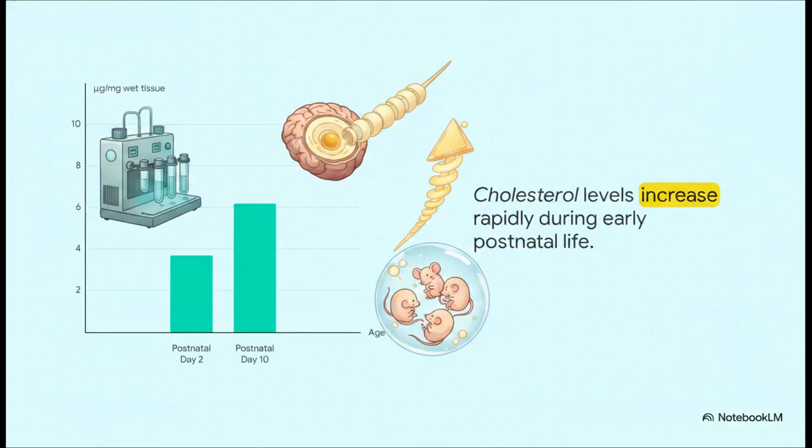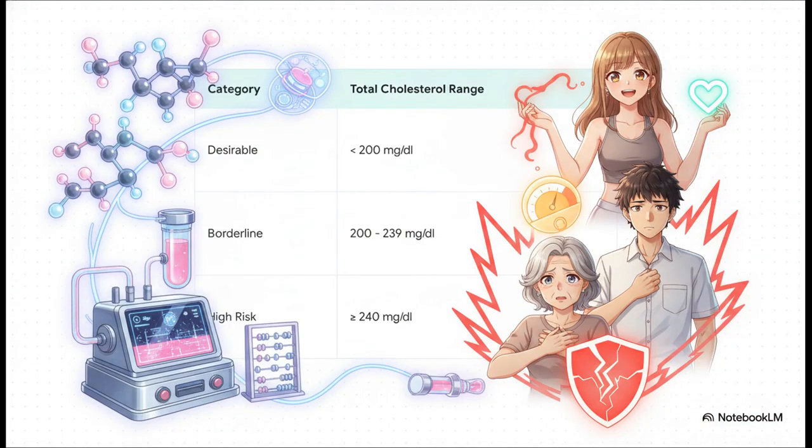Putting this HPLC method to the ultimate test in the final phase of their experiment, Dr. Chem's team looked at developing mice. They successfully tracked a massive 68% increase in brain cholesterol during just the first 10 days of life, jumping from 3.7 all the way to 6.2 micrograms per milligram. This spike perfectly correlates with the biological onset of myelination, definitively proving how essential rapid cholesterol synthesis is for a developing brain.